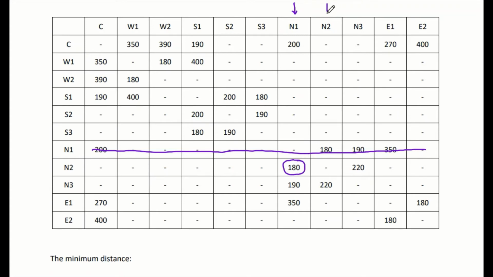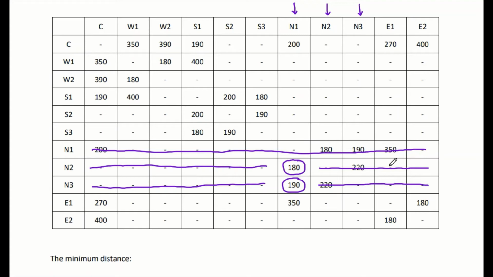So when we choose N2, arrow at N2, then strike through N2. Now we look at the columns N1 and N2. So 200, 190, 350, 220. The minimum is 190, and now we are picking N3. So arrow at N3. We have involved this already, so we are not making any cycles. Strike through N3. Now the numbers left here are 200 and 350. There's nothing at N2 and N3 anymore, so we only have 200 here.